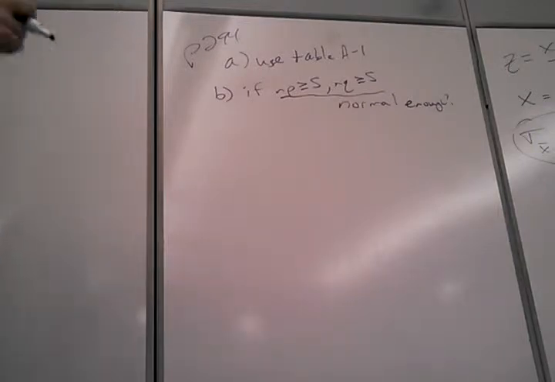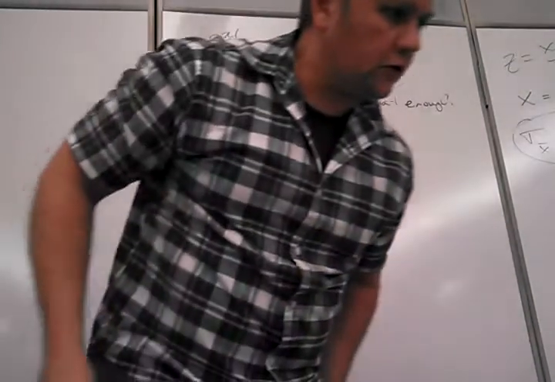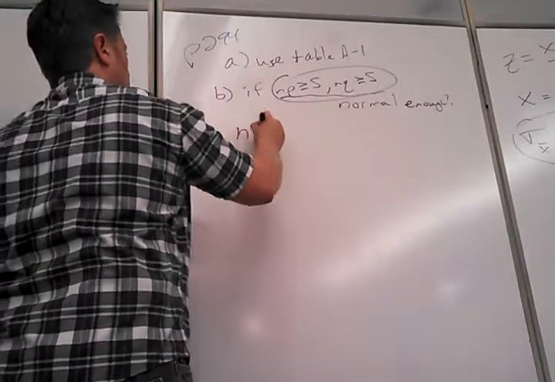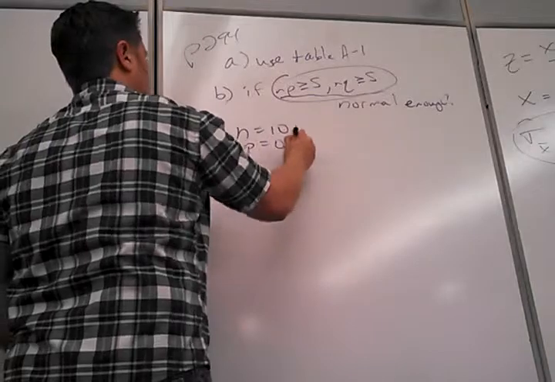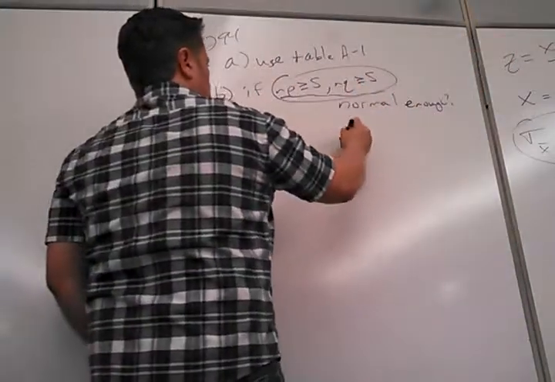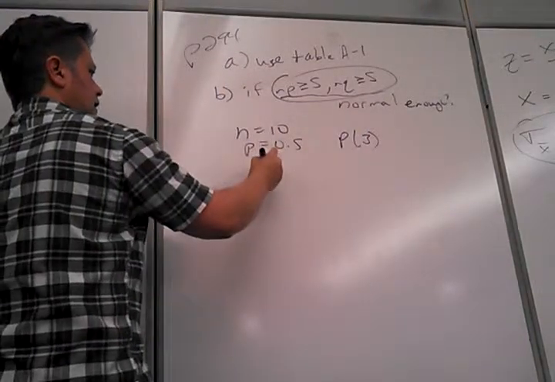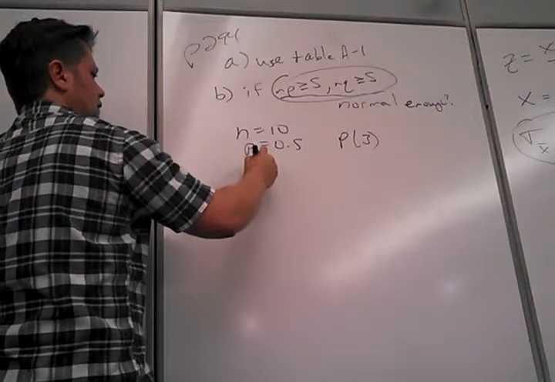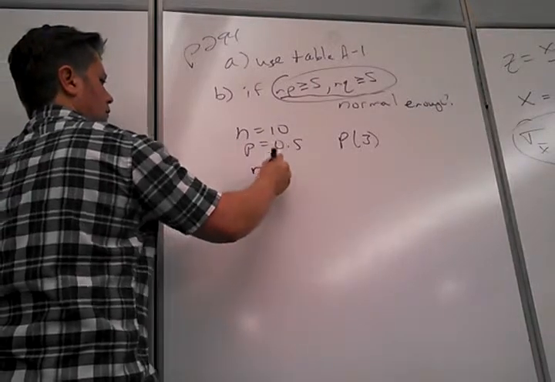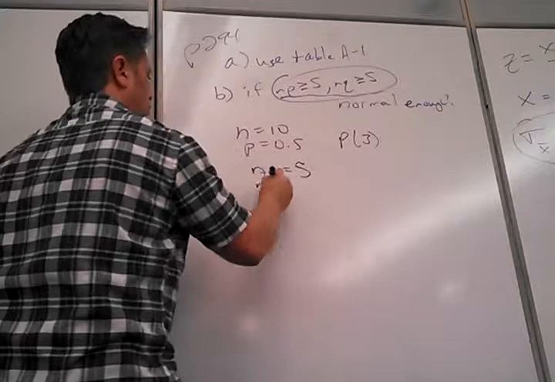So for this problem 13, it says n is 10, p is 0.5. Find probability of 3. So if n is 10, p is 0.5, what's NP? 5. Yeah, half of 10. NP is 5 and Q is 5. So they're both exactly 5.